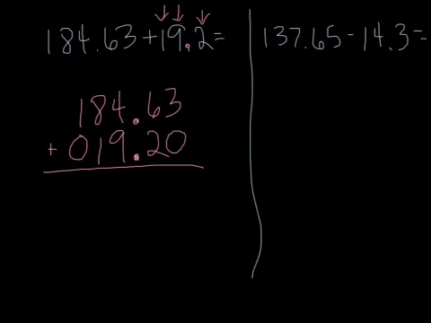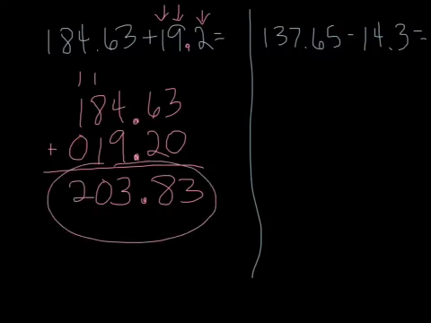3 plus 0 is 3. 6 plus 2 is 8. Decimals come straight down. 4 plus 9 is 13. Carry over because it doesn't fit, it's too full. 8 plus 1 is 9, plus 1 more is 10. Carry over. And 1 plus 0 is 1, plus 1 more is 2. So your answer is 203 and 83 hundredths.